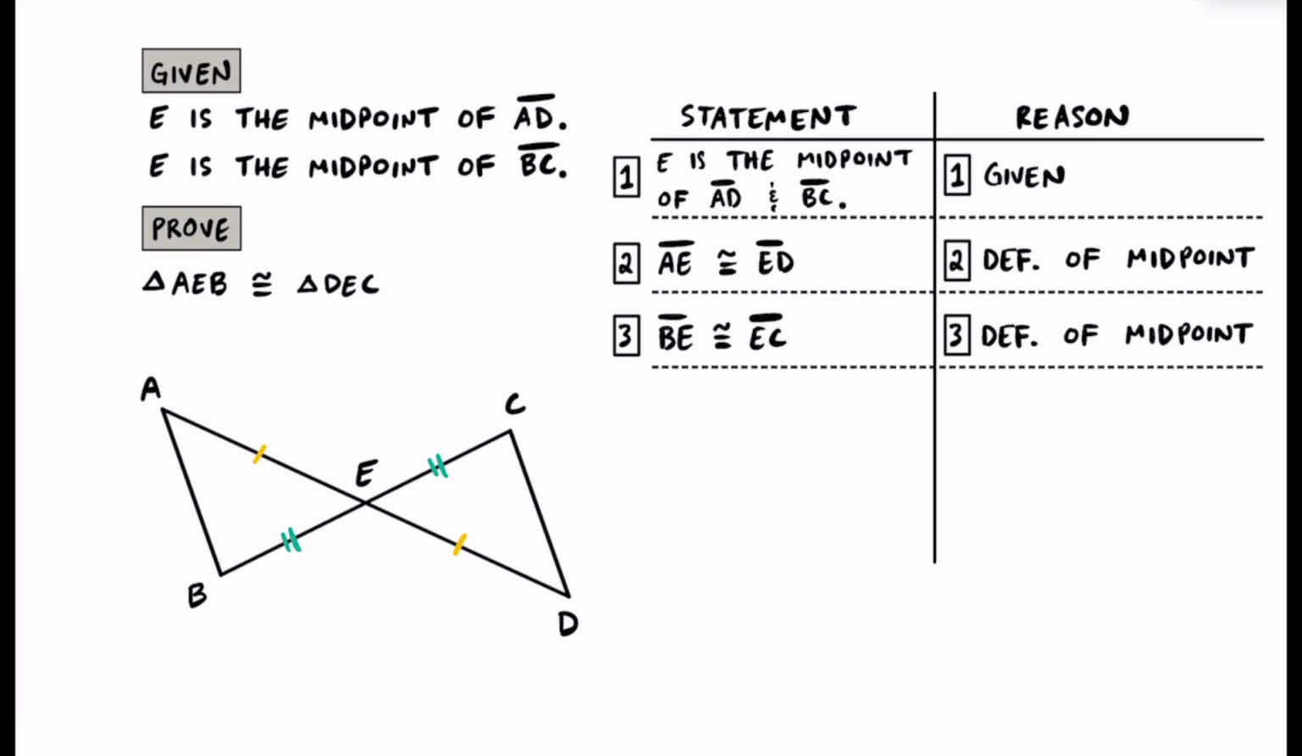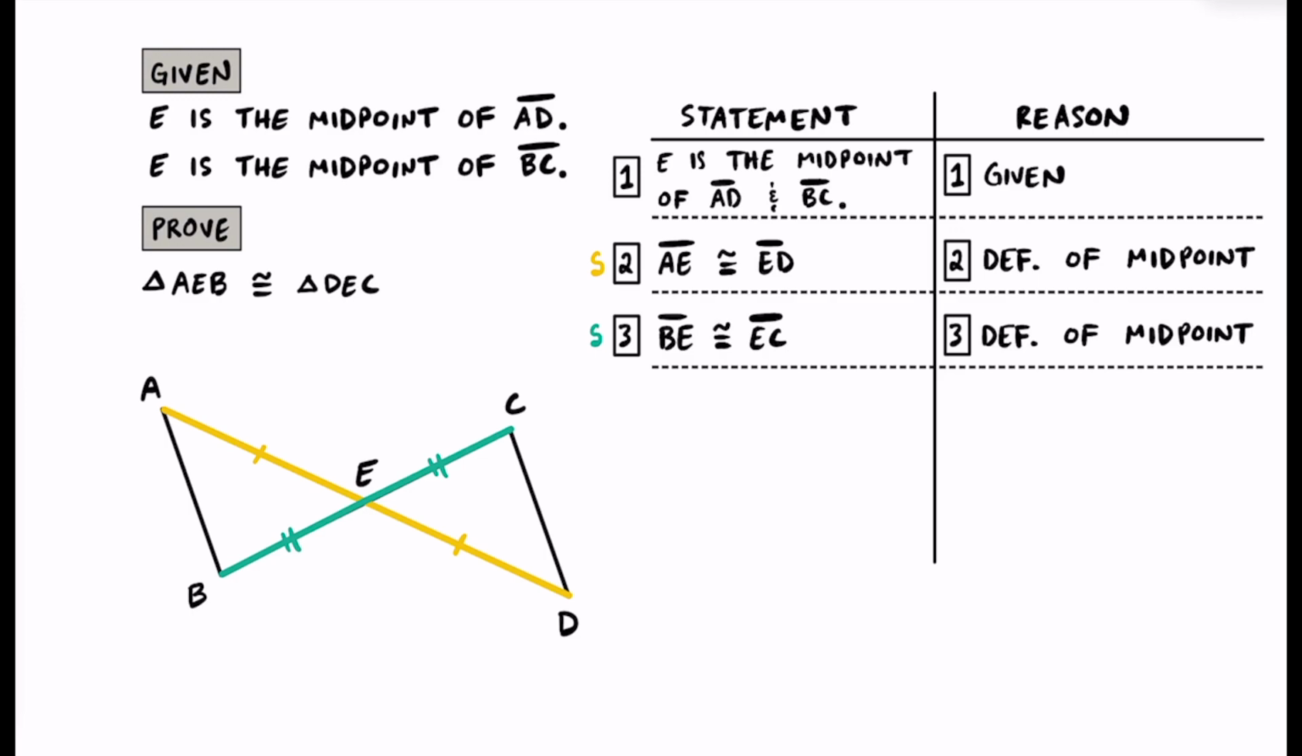So at this point, we used the information that E was the midpoint of both of the segments AD and BC, and that helped us figure out that these line segments are congruent to each other. So the segment AE is congruent to the segment ED, so we know that these two triangles, triangle AEB and triangle DEC, have a side that is congruent. On top of that, we've also identified that segment BE is congruent to segment EC, so these two triangles have another pair of congruent sides.